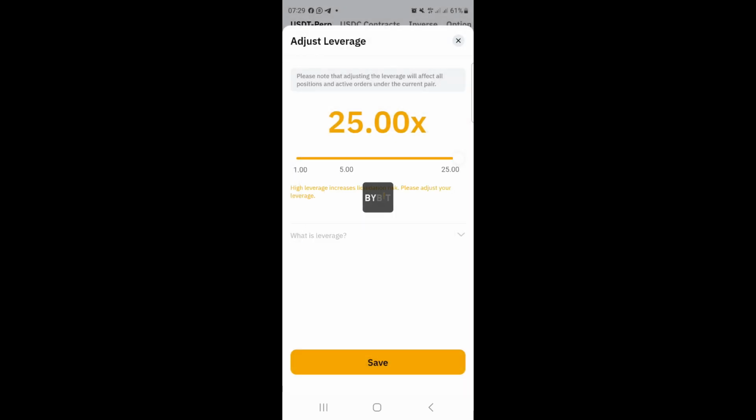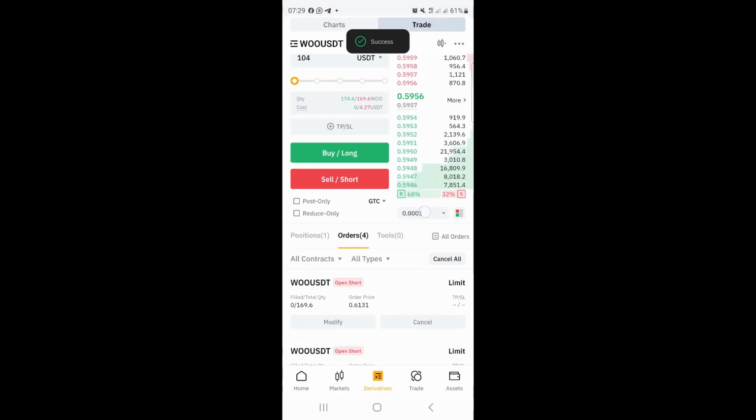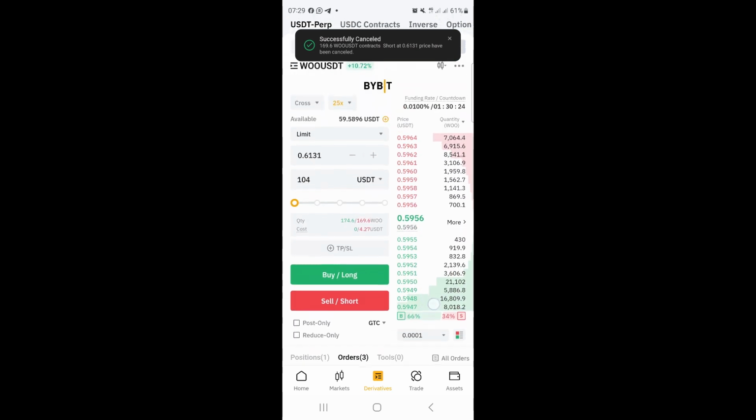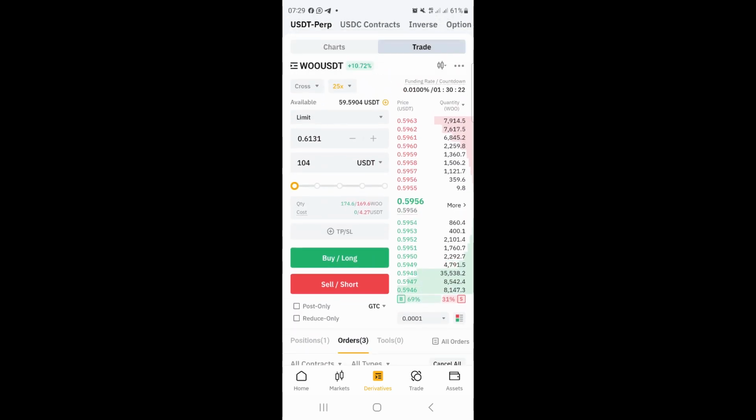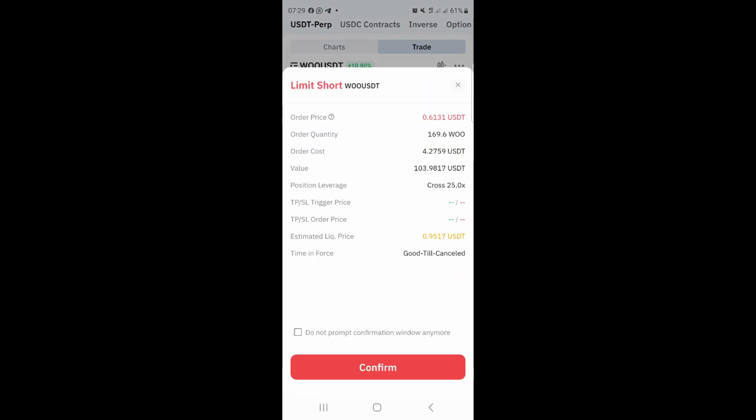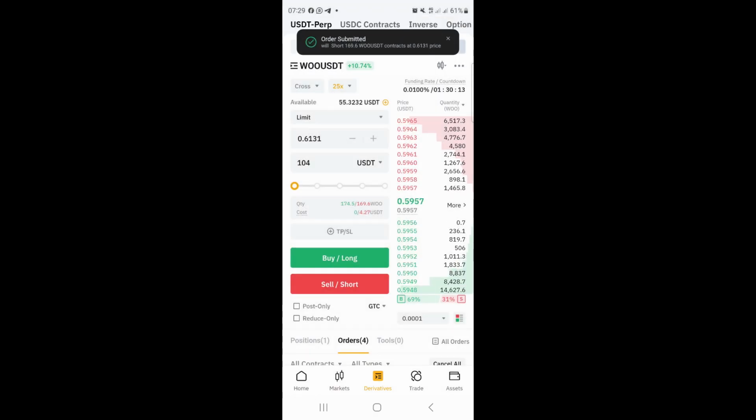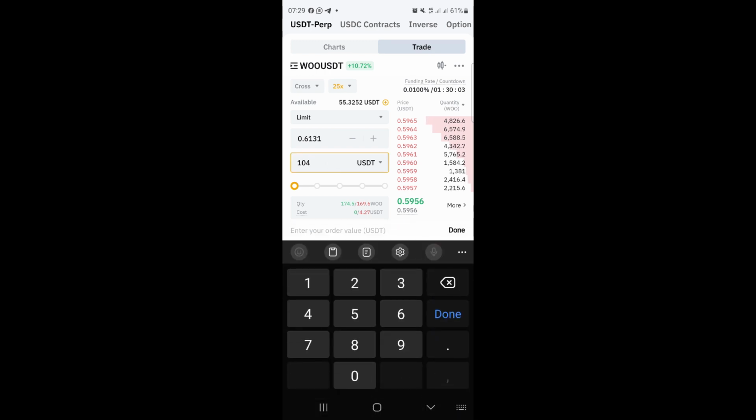Let me cancel this trade. Once I cancel, it has gone back to 59. Okay, once you use the highest leverage now, and you click on sell short, confirm, you see how much is left in my account? Only $4. You understand? Because it's 25x, a higher leverage, it only needs $4 to be able to amount to my order value of 104.